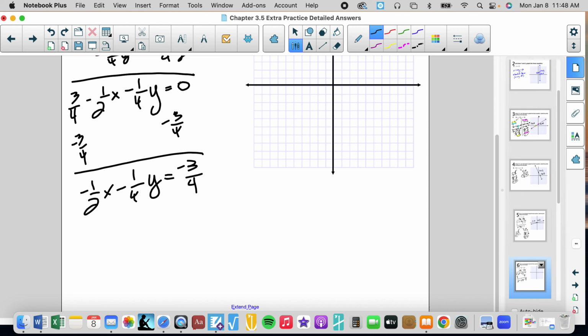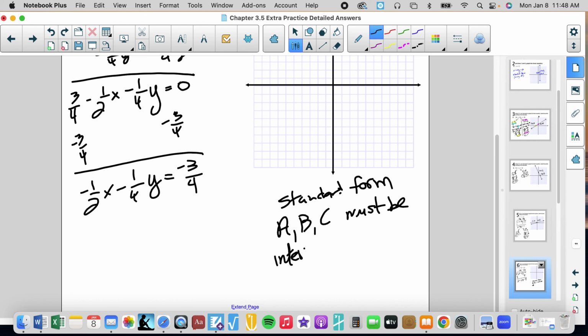Now, technically, this looks like it's in standard form, but standard form has some criteria. Standard form: A, B, and C must be integers. Integers, meaning whole numbers and their opposites. And the other criteria is A must be positive.